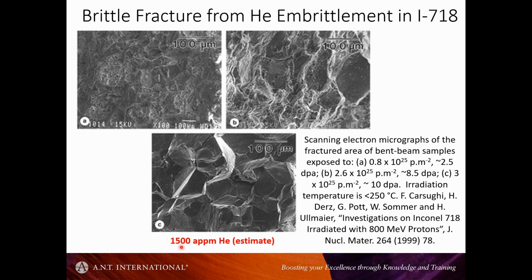I put in 1500 appm of helium, and I'm thinking that may be an overestimate. I've got to check that number. I thought it would maybe be lower than 1000 appm. I have to check that. Anyway, irrespective, there is a lot of helium generated, even though this particular sample was irradiated with 800 MeV protons. The protons themselves at these energies also create helium, just as thermal neutrons, low energy neutrons, create helium.